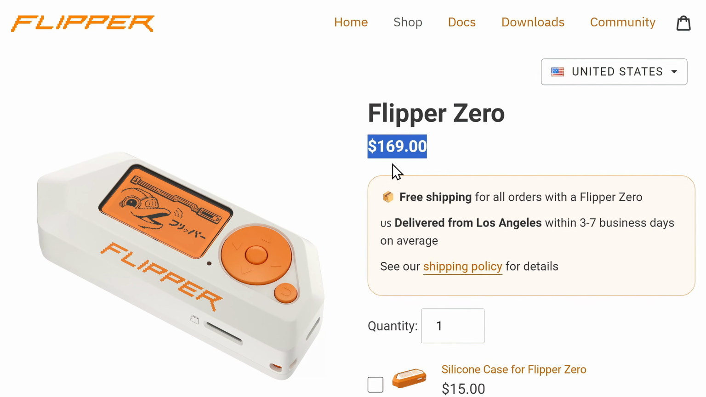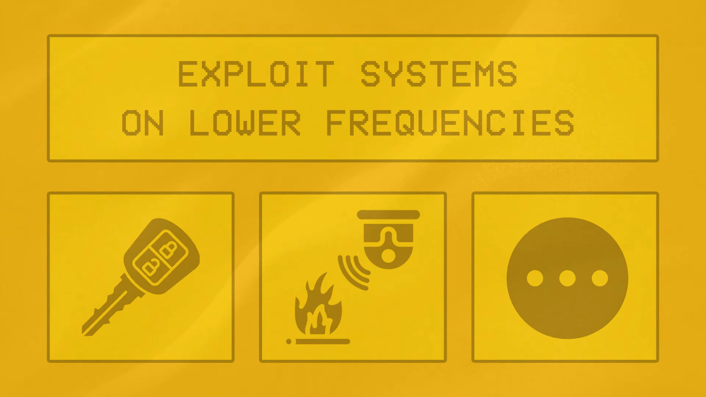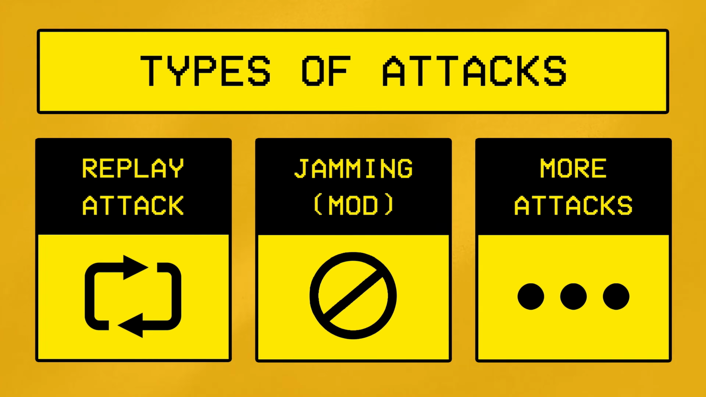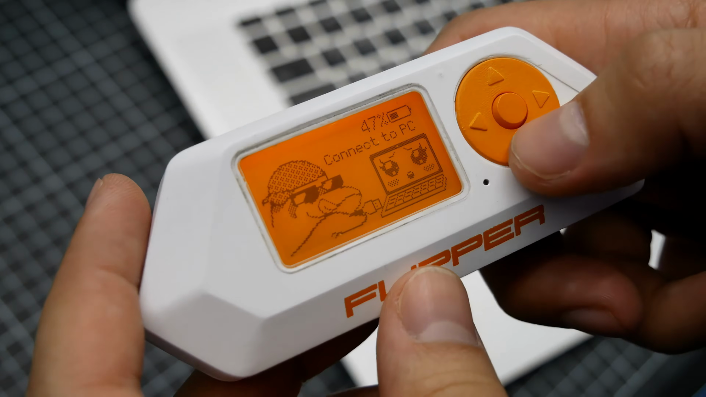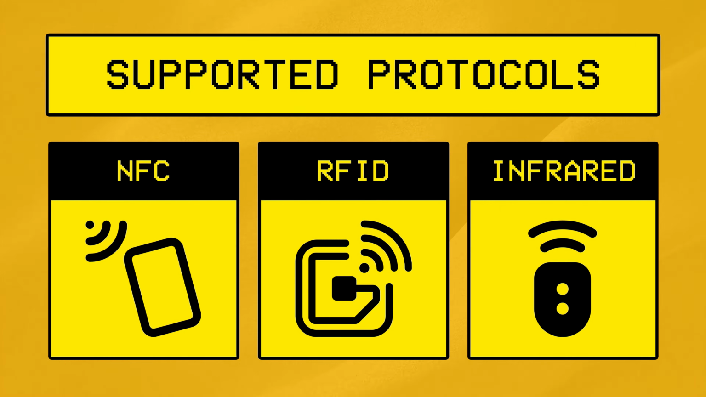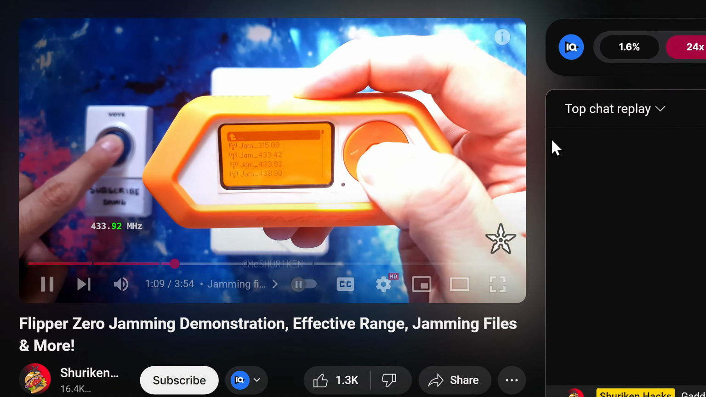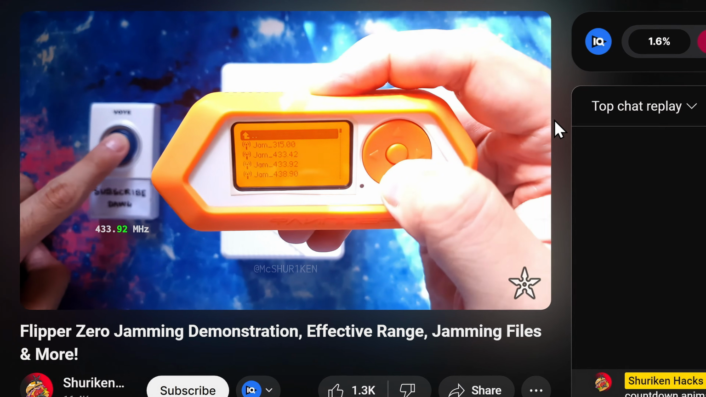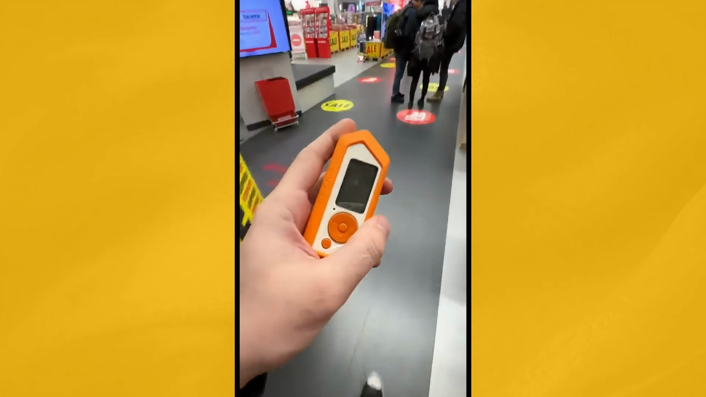Flipper Zero is a relatively inexpensive device, designed to exploit systems operating on lower frequencies, and while it can perform the same types of attacks we've just talked about, its true strength lies in its beginner-friendly and intuitive interface, with support for other protocols like NFC, RFID, and infrared. Thanks to its incredible popularity, Flipper Zero also has an active community creating custom firmware and mods to enhance its capabilities, making it easier to find tutorials and discover new ways to use the device.